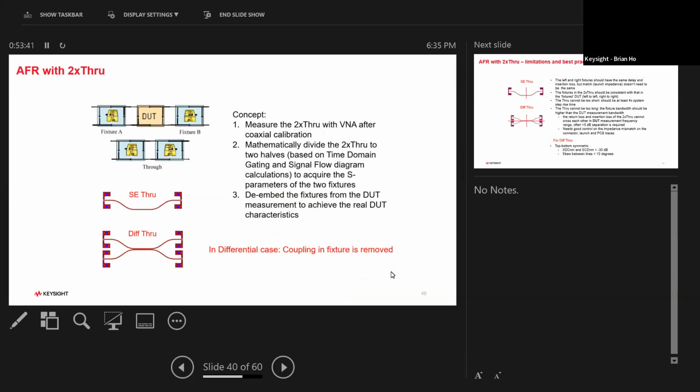So we'll talk about the first method, with the through method. This method is again similar, where we have a device, fixture A, fixture B, we have the DUT, and we're just going to measure the through. The idea is we're going to mathematically divide in half, and we're also going to use time domain to figure out where the fixture is. So it doesn't really matter if there's a little bit of an impedance mismatch between the model, because we do use time domain to make sure that we can see where things are.